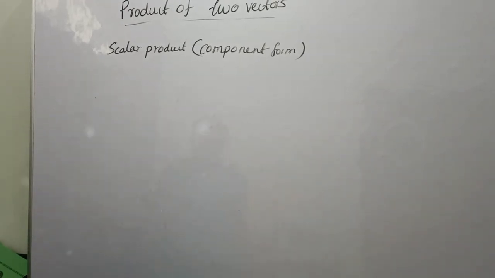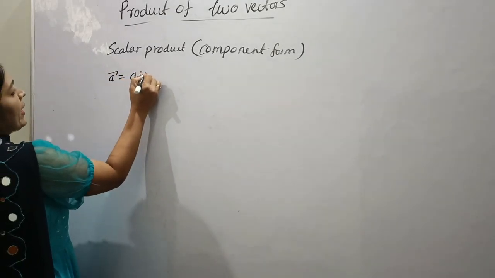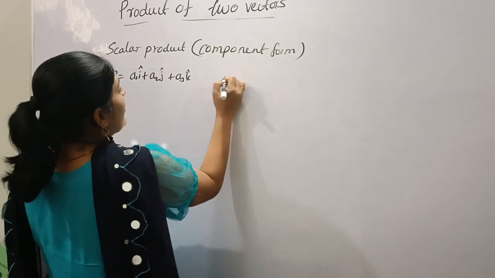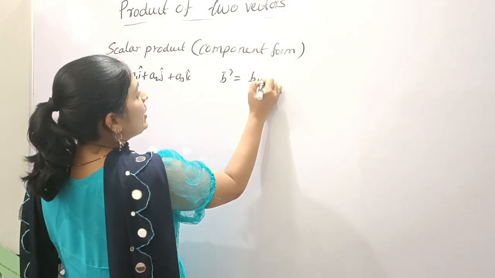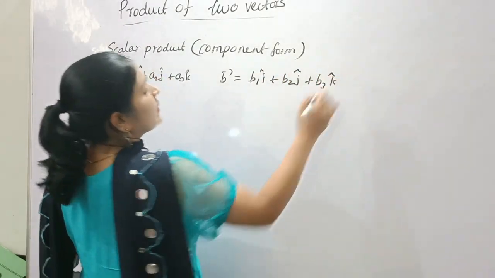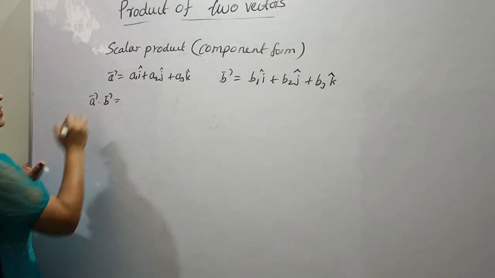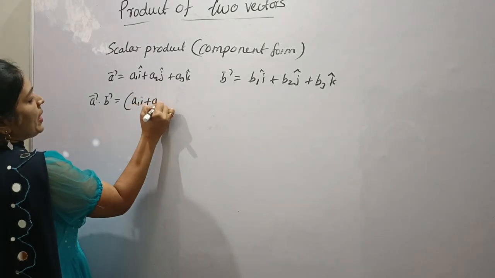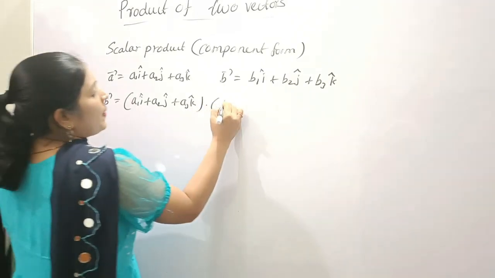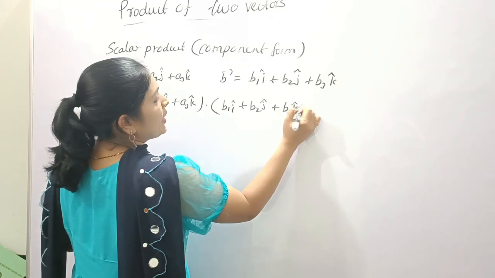Next is scalar product in component form. Let vector A be equal to a1 i plus a2 j plus a3 k, and vector B be equal to b1 i plus b2 j plus b3 k. Then what is vector A dot vector B? Vector A dot vector B is equal to (a1 i plus a2 j plus a3 k) dot (b1 i plus b2 j plus b3 k).